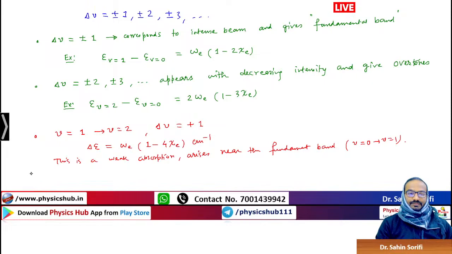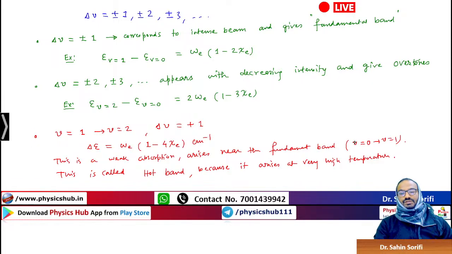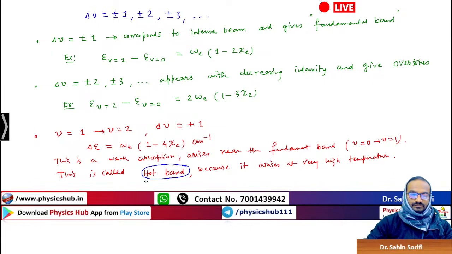This is called the hot band. Why is the hot band called the hot band? This name is given to it because it arises at very high temperature. So to have this transition, you require a very high temperature. V equals 0 to 1, this is the natural fundamental band. But if you want a transition between V equals 1 to 2, you need high temperature. That is why it is called the hot band. Okay. So let us see what kind of question you can get from this.